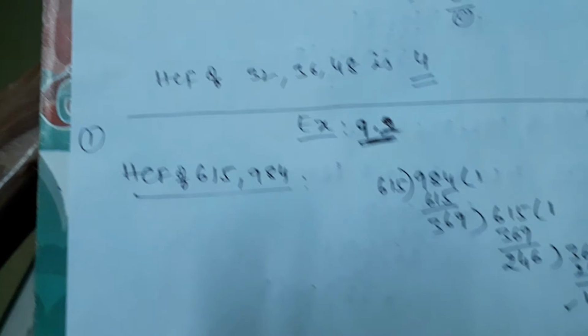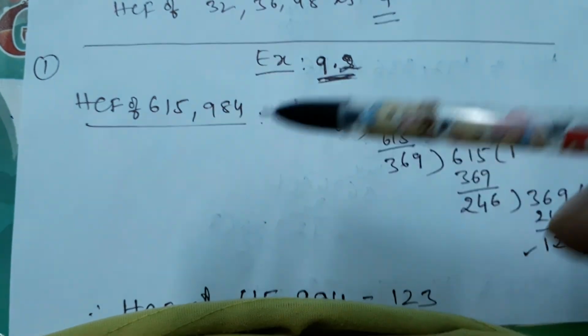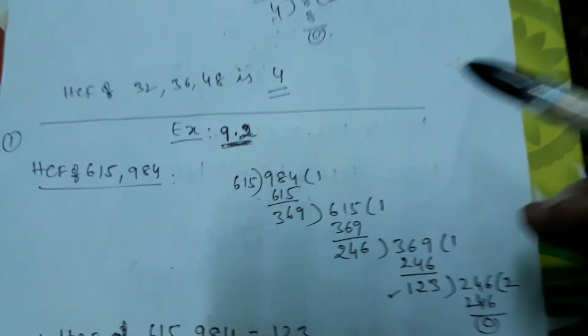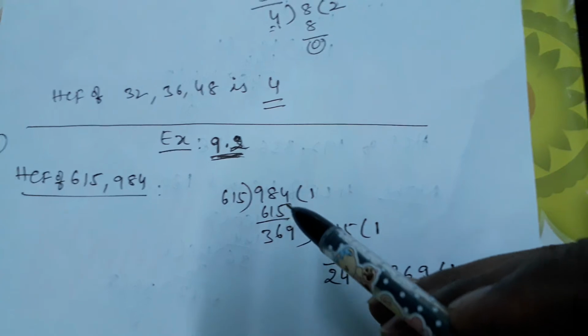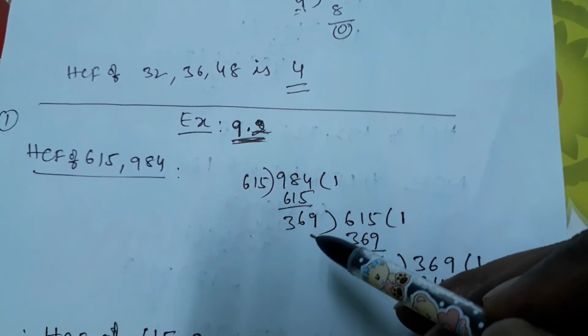Next one. To understand, I am taking only two numbers now. How to find the HCF of two numbers? Take 615 and 984. Find the HCF of 615 and 984. See, 984 divided by 615: one time only is possible. Remainder 369.